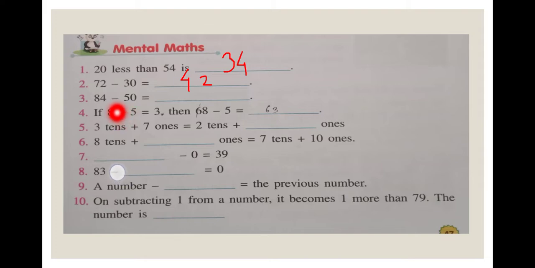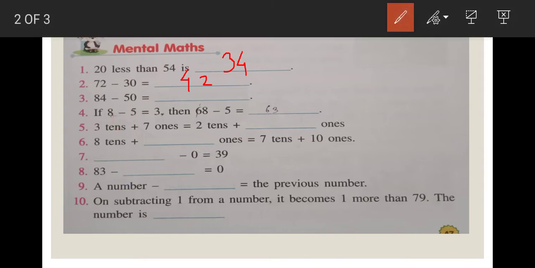Now number 3 is 84 minus 50. So you have to do 84 minus 50. 4 minus 0 will be here how much? 0. Then 8 minus 5 will become how much? 3, isn't it? So 84 minus 50 will be 34. Again here we are going to get 34. So you write down 34.